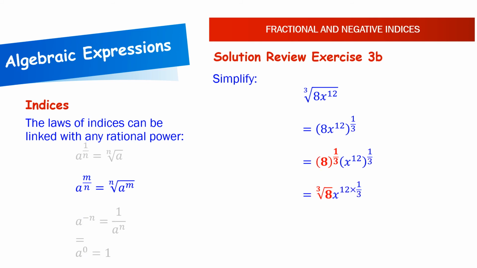which is cube root of 8 times x to the power 12 times 1/3. And tidying up gives us cube root of 8 is of course 2, and x to the power 12 times a third is x to the power 4, to give us 2x to the power 4.